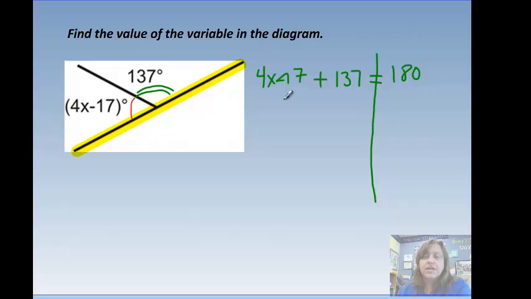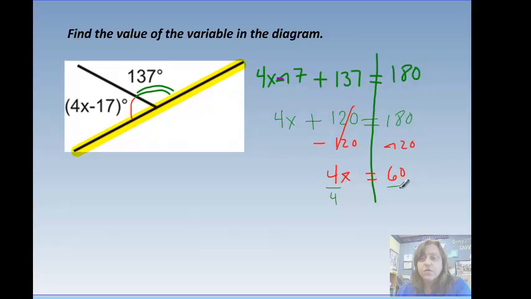All right, here comes the algebra. So this minus 17, that's a minus there. This negative 17 combined with the 137, if we add them together, that's going to be a positive 120. Bring down the 4x and the equals 180. Let's subtract to cancel out the positive 120 from both sides. And that gives us a new total of 60 equal to 4x. Finally, we're going to divide by that 4 to reduce the 4x's down to just 1x. And 1x is 60 divided by 4, which is 15. So the value of x would be 15.